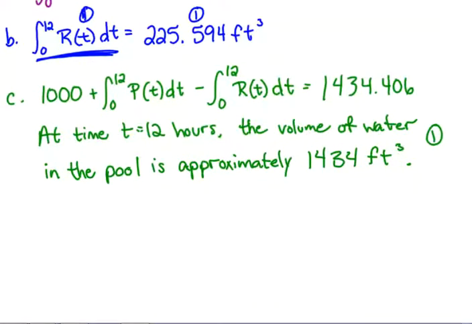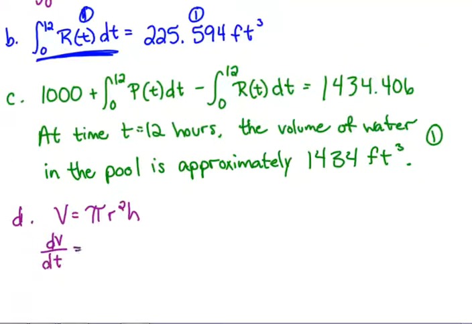All right, part D. Part D says find the rate at which the volume of water in the pool is increasing at time t equals 8 hours. So they gave us the volume formula for a reason. Volume equals pi r squared h. Guess what this is? A related rates problem.